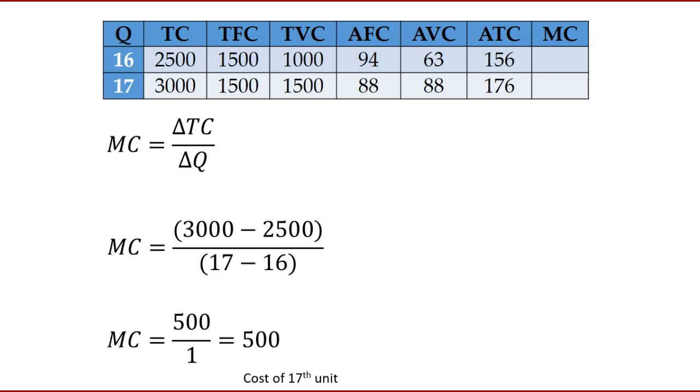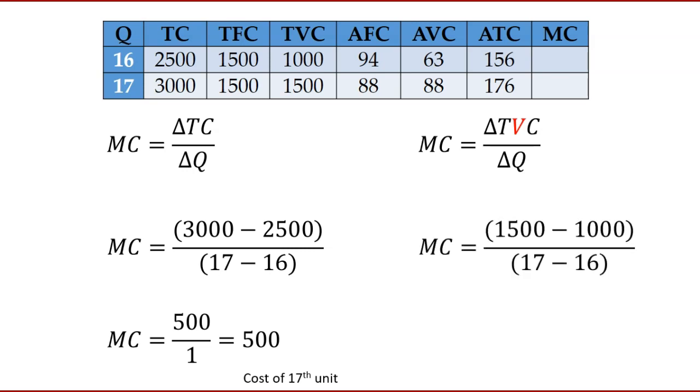We could calculate it another way by looking at the change in the total variable cost divided by the change in output. Why will this give us the same result? Because the only cause of any change in costs is going to be a change in the variable cost. The total fixed costs can't change. So if we calculate it this way, marginal cost equals 1,500 minus 1,000 divided by 1. Again, we get 500, the cost of the 17th unit of output.